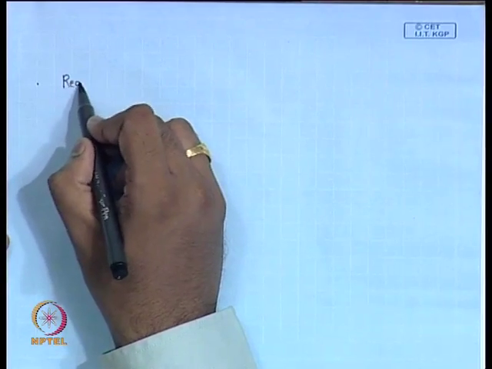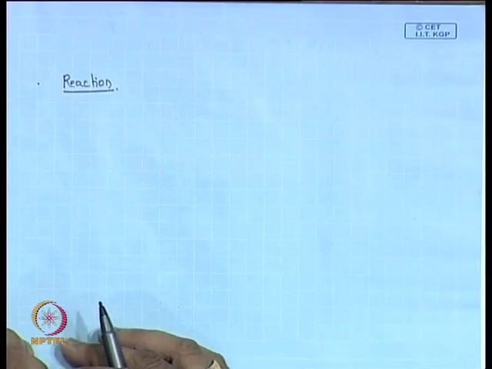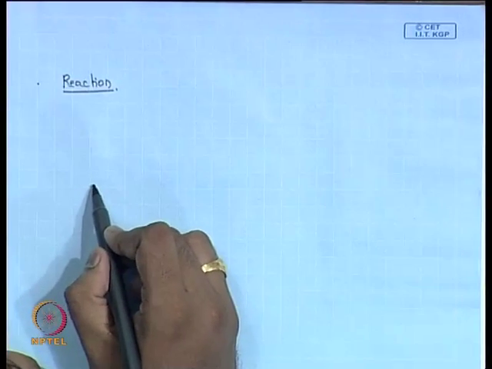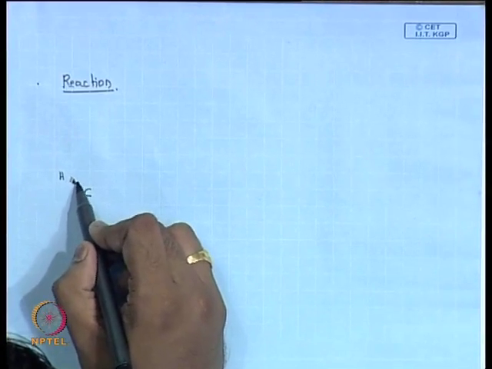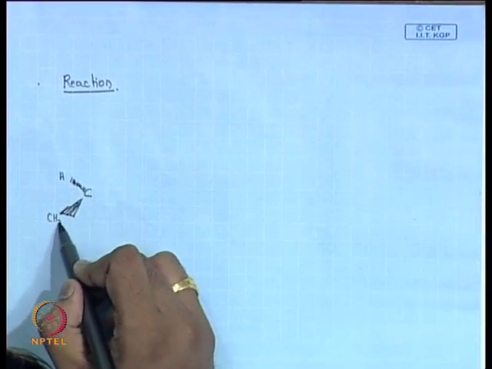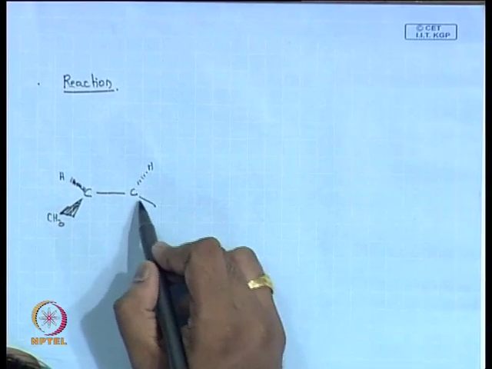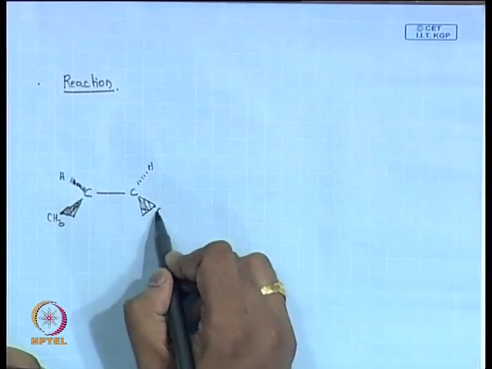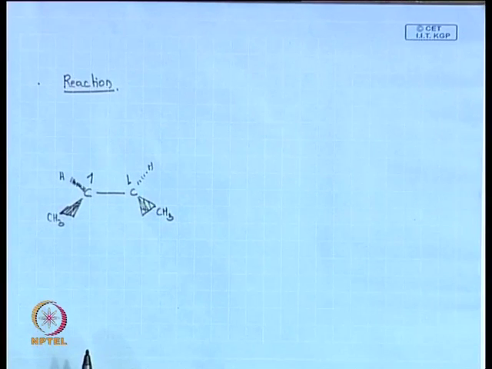So, that is the synthesis and generation of triplet carbenes. Then we can see the reaction. We will discuss this particular reaction. Just for example, I have a carbene system like this.